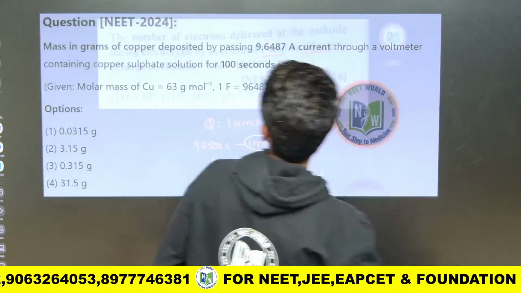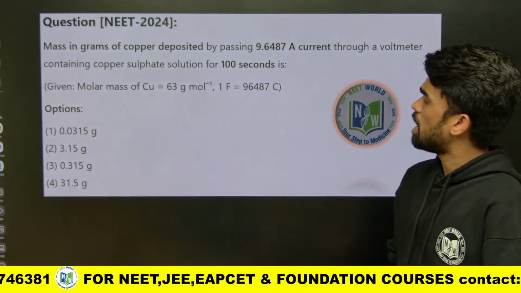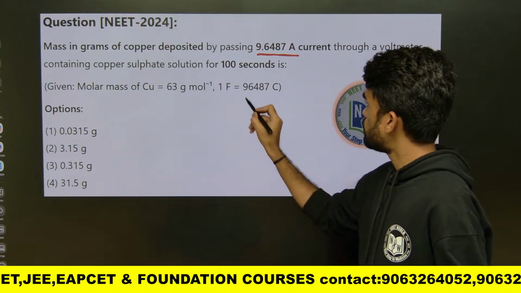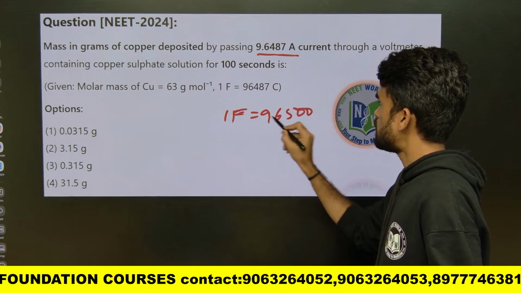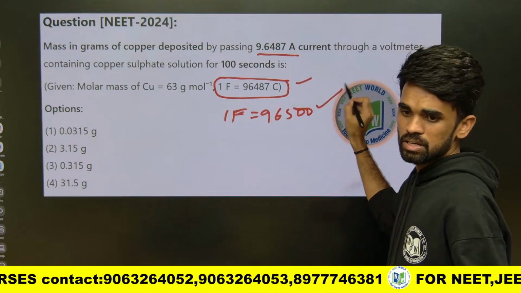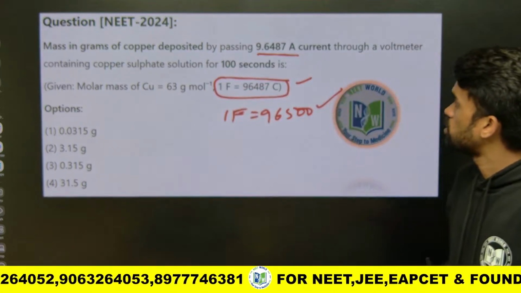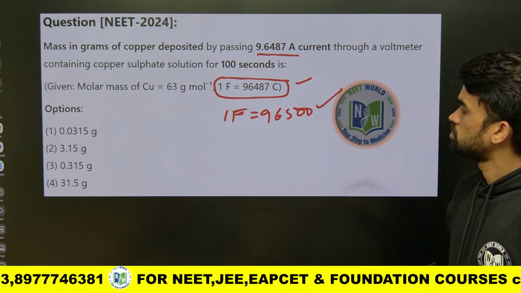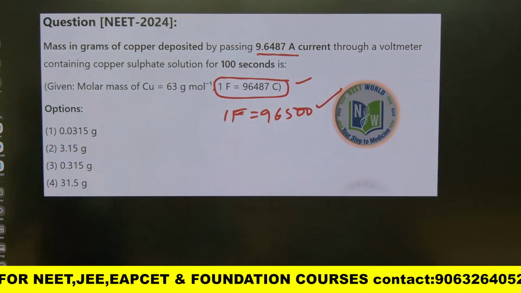Okay, next question. The mass in grams of copper deposited by passing this much of current. What I told you, 1 Faraday we have approximated as 96500, but the exact value is this much. If they don't mention it in the question, you take it like this, or if they mention anything particularly, you take whatever they mention for Faraday. Now read the question and do the answer. 9.6487 into 100 gives us charge in coulombs. Do it and tell me, I will be waiting.